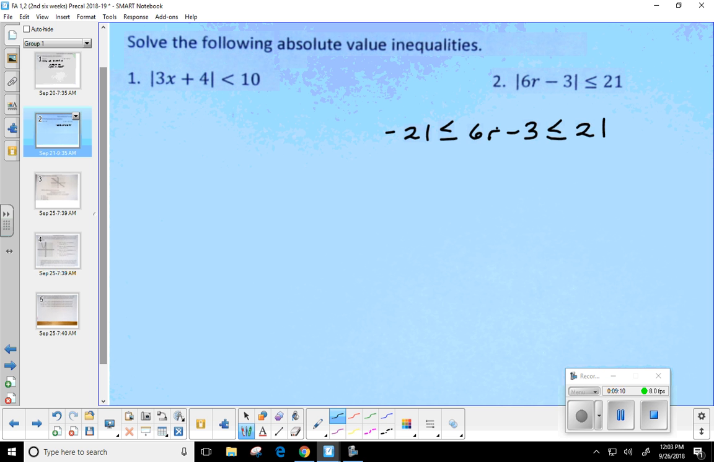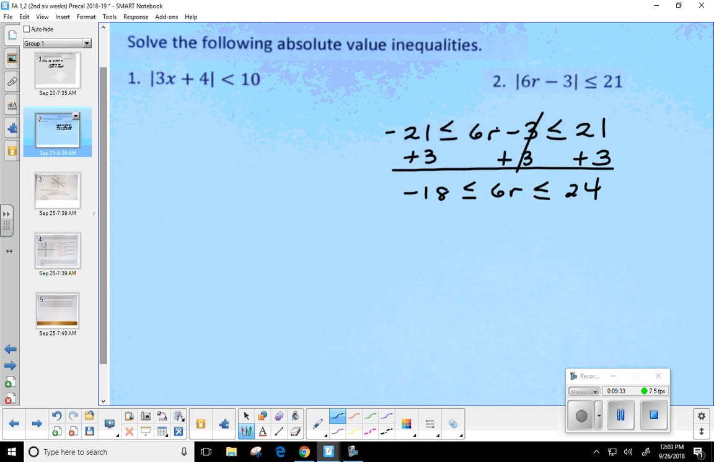Okay, moving on. So how would I solve this one? What do I do first? Add 3. So I'm going to add it to all 3 parts of this compound inequality. So let's see, what's negative 21 plus 3? Okay, so negative 18 is less than or equal to 6r, which is less than or equal to 24. Okay. And now we divide by 6.